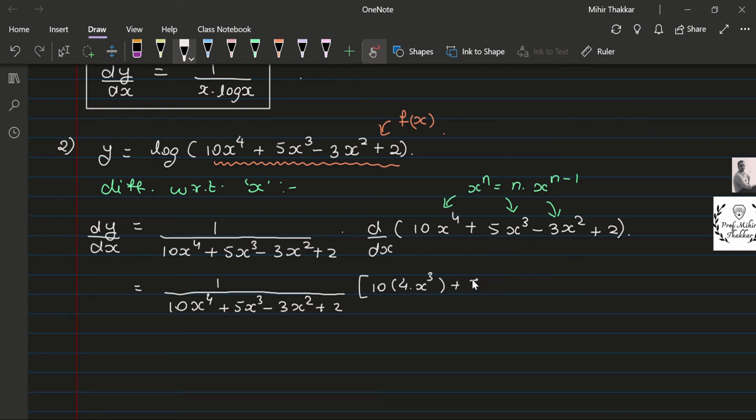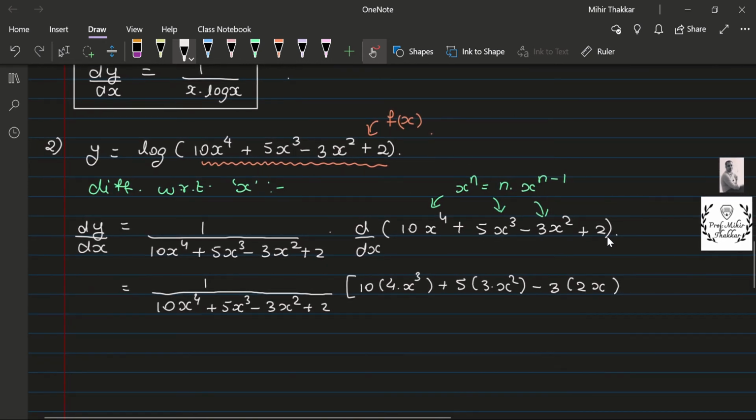5x cube. So I copy down this 5 as it is. X cube, the value of n is 3. So it is 3 into x to the power 3 minus 1, which gives us 3x square. Minus x square. The derivative is 2 into x to the power 2 minus 1, which is 2x. The last term is a constant term, and you know that the derivative of a constant is always taken as 0. So in such a case, the derivative of the last term is 0. So it is left as it is.